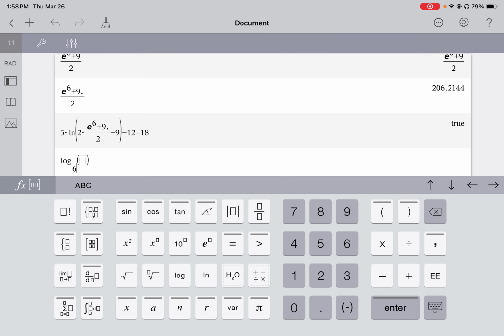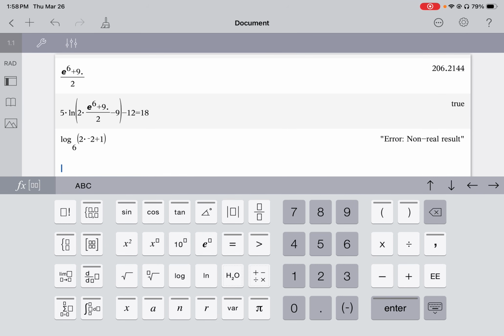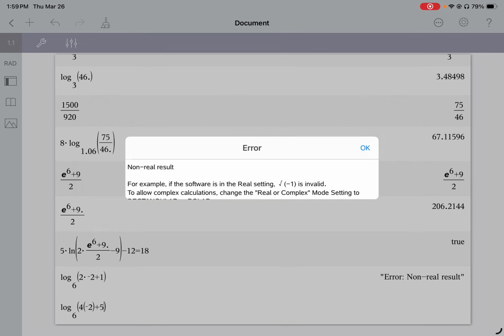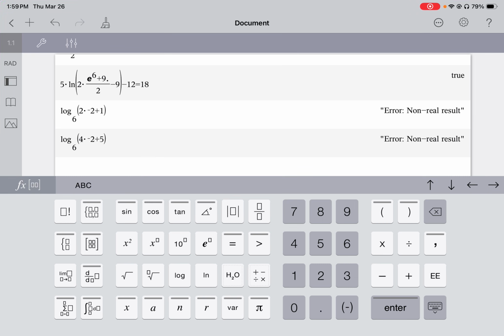So we have log base 6 of 2 times -2 plus 1. Okay, and I'm gonna see what answer I get, and then I'm gonna plug in the left-hand side, and then I'm gonna plug in the right-hand side to see if the values are actually equal to each other. Okay, so this one says not a real result. Let's see what the right-hand side says. Log base 6 of 4 times -2 plus 5. And it says not a real result. Okay, so the left-hand side is not real, the right-hand side is not real.